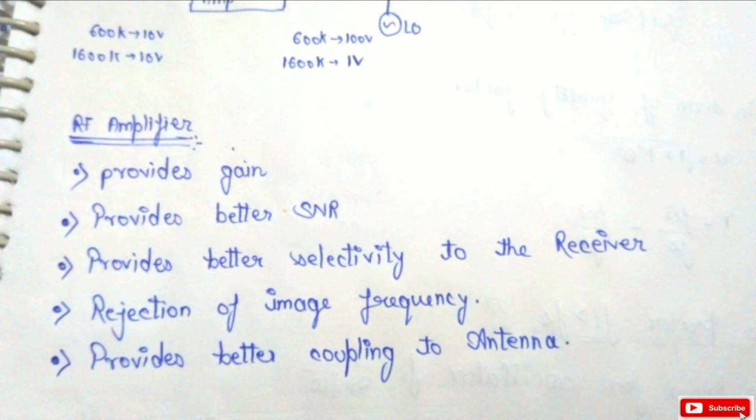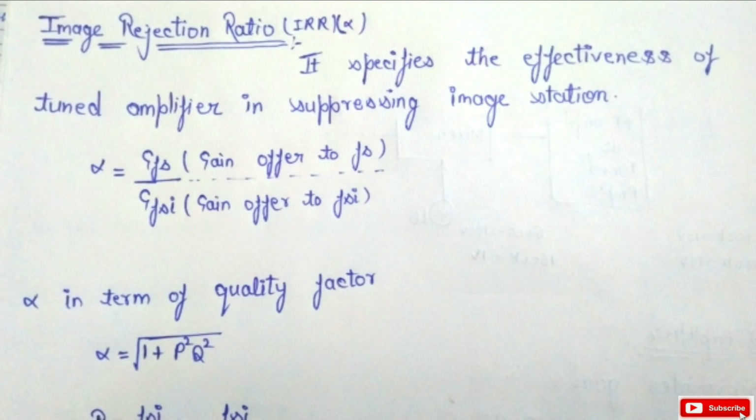In this way we decrease the gain of the unwanted signal and increase the gain of the desired signal. So the RF amplifier basically provides a good gain to the signal that we want. If we increase the gain, its power automatically increases, so it provides a better signal to noise ratio, that is SNR. As we have a good choice to select our desired signal, it provides selectivity to the receiver, and it decreases the gain of the unwanted signal, so it provides better rejection of the image frequency. Because it couples with the antenna in receiving the signal from the air, it also provides better coupling to the antenna.